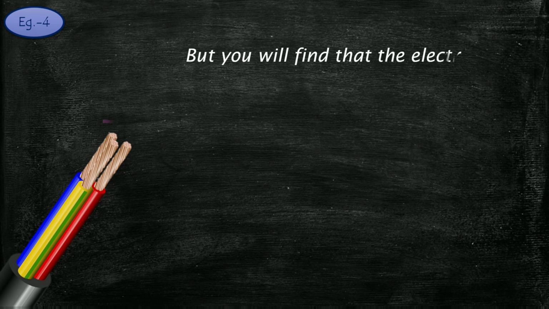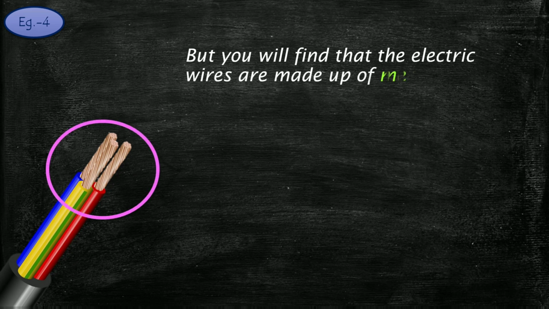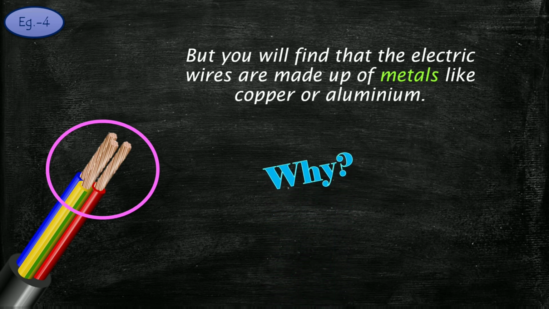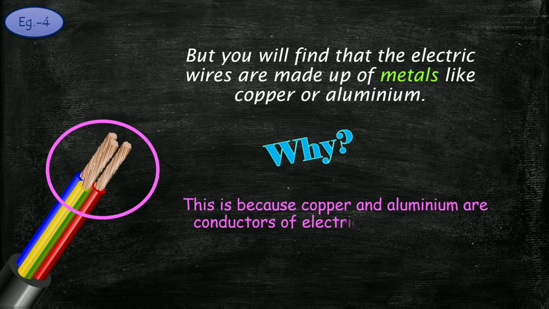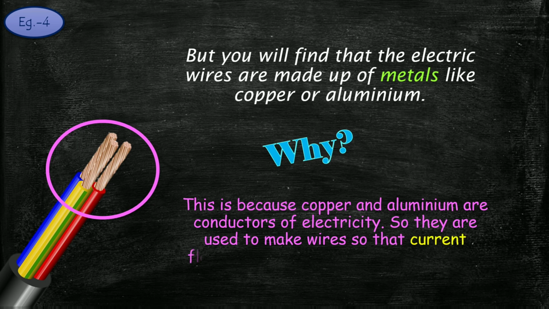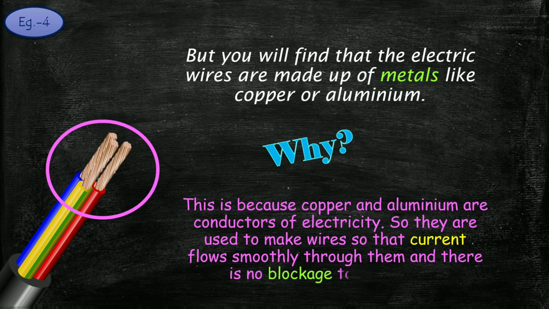But you will find that the electric wires are made up of metals like copper or aluminium. Why is that so? This is because copper and aluminium are conductors of electricity. So, they are used to make wires so that the current flows smoothly through them and there is no blockage to the circuit.